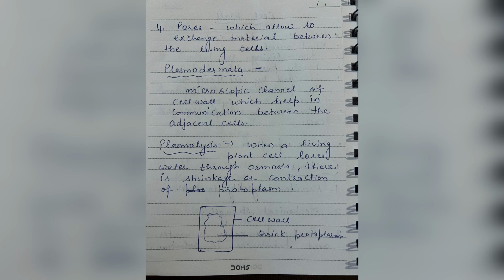So during osmosis, when the cell loses its water, there is a shrinkage or contraction of the protoplasm. What is the protoplasm? Protoplasm is the living content of the cell. That means all the living parts of the cell, like plasma membrane, cytoplasm and organelles, are part of the protoplasm. Protoplasm is further divided into two categories, the cytoplasm and the nucleoplasm. When the protoplasm shrinks or contracts due to the loss of water through osmosis, the living content of the cell is shrunk. So this phase of the cell is known as plasmolysis. You can see the figure also.